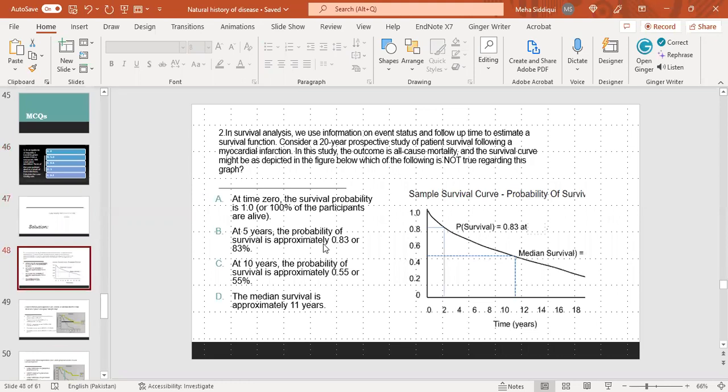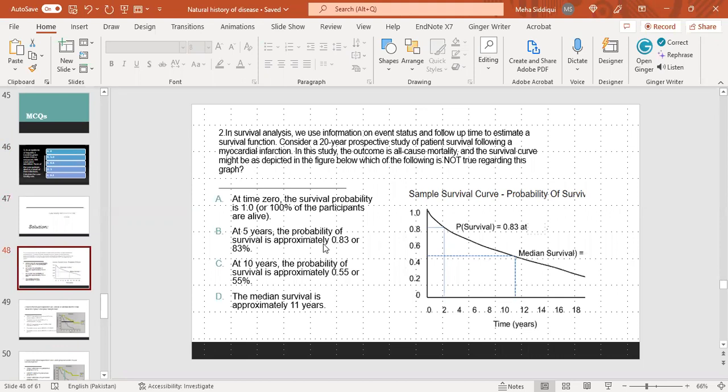MCQ number 2. In survival analysis, we use information on event status and follow-up time to estimate a survival function. Consider a 20-year prospective study of patient survival following a myocardial infarction. In this study, the outcome is all-cause mortality and the survival curve might be as depicted in the figure below. Which of the following is not true regarding this graph?